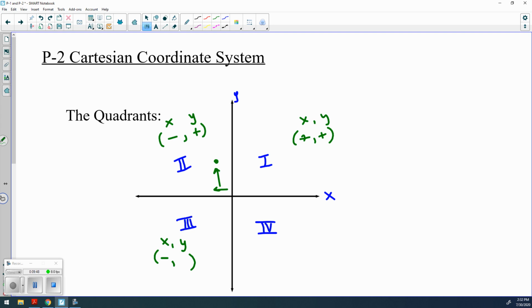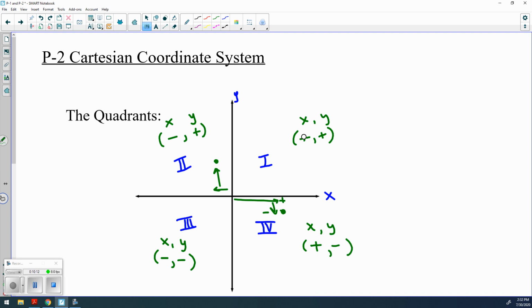Well, my x's will be negative and my y's will all be negative as well. And then over here in the fourth quadrant, what's the only combination of positives and negatives that we haven't used? Well, x will always be positive and y will always be negative. Going from the origin to get to any point in the fourth quadrant, I have to go to the right, which is positive, and then down, which is negative. So that's how that works.